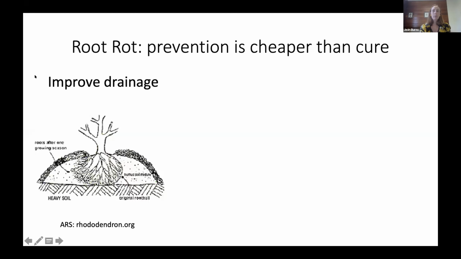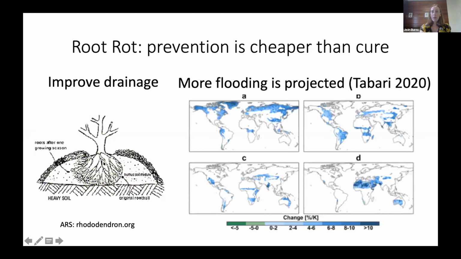And anything that improves drainage does reduce the chances of root rot because, as I said, it's a waterborne zoospore that causes infection. So it is very helpful to improve drainage. But as you know, if you've been watching the news recently, the incidence of severe weather and severe flooding is increasing. And that's true both in moist areas of the world in panel A, all the way up to the most arid regions in the world in panel D.